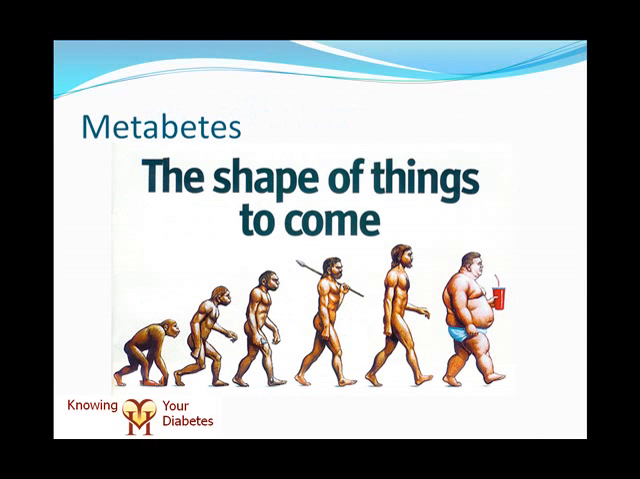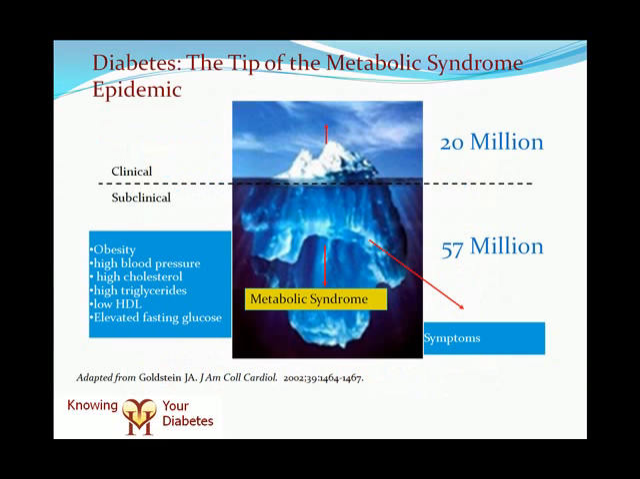Prediabetes or metabetes or the metabolic syndrome really is a condition in which your body's blood glucose levels are higher than normal, but not high enough to cause type 2 diabetes. Diabetes is literally the tip of the iceberg. While there are 20 million Americans with diabetes, there are 57 million Americans with metabetes or the metabolic syndrome. The risk factors and conditions related to the metabolic syndrome include obesity, high blood pressure, high cholesterol, high triglycerides, low HDL, and elevated fasting glucose.